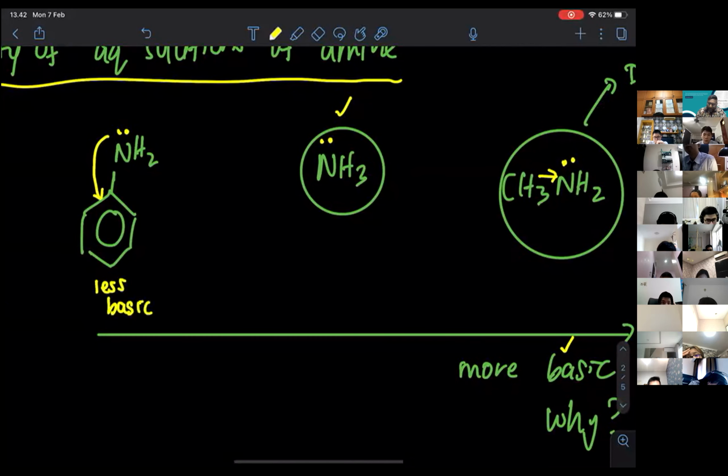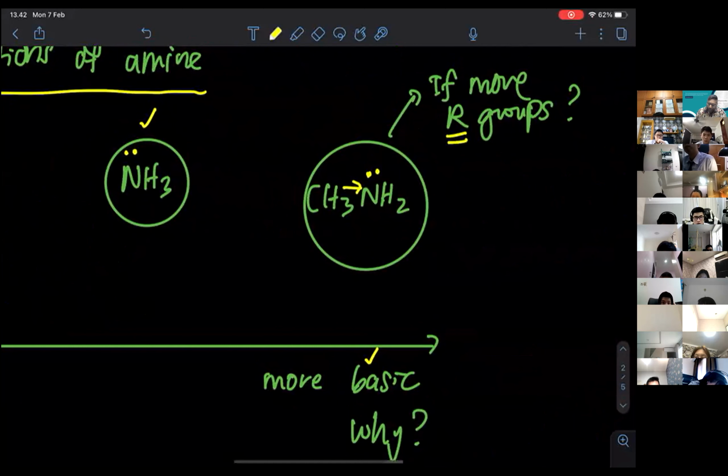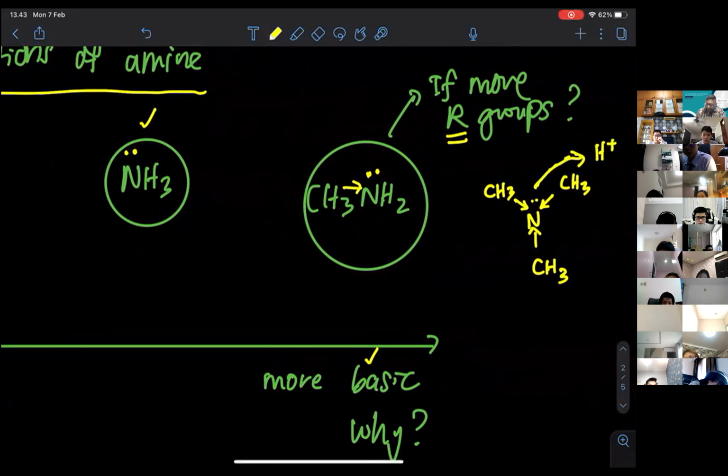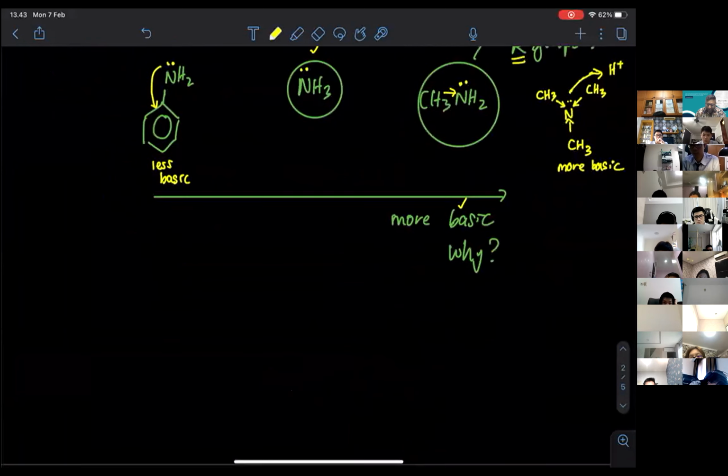If you have more R groups, for example like the example we did just now, if you have CH3, CH3, let's say another CH3, what will happen to this lone pair? If you have more R groups, they are going to be more electron donating, so they are going to repel this particular lone pair more. So it will become more available to be bonded with H plus, so they will become more basic. More R groups, more basic. So the explanation we already learned.